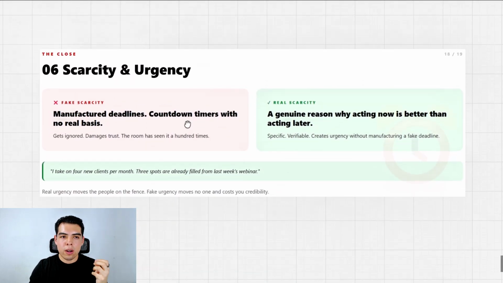Sixth is scarcity and urgency. And it's not fake scarcity. It's a real reason why acting now is better than acting later. False urgency gets ignored and damages trust. Real urgency is what moves people who are on the fence.